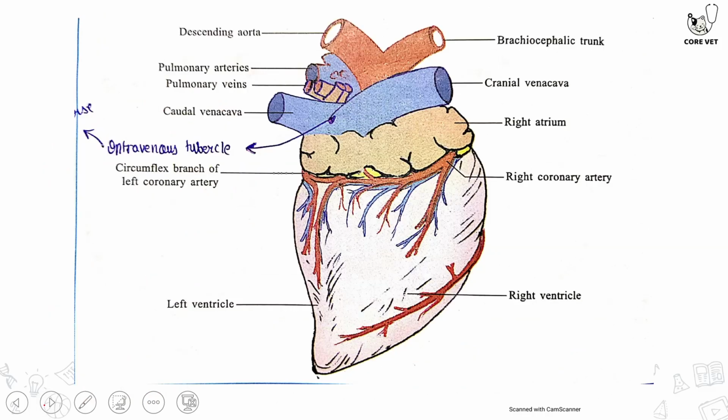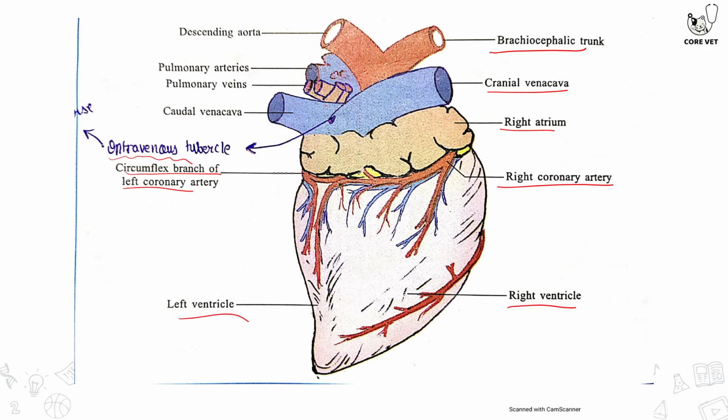This was all about the heart that we have to see. Here in the figure, you can see the circumflex branch of the left coronary artery. The coronary arteries are the arteries that originate just after the origin of the aorta. You can clearly see the brachiocephalic trunk, the cranial vena cava, the right atrium, the right coronary artery, the right ventricle, the left ventricle, and the intervenous tubercle. This tubercle present over here is the intervenous tubercle, the caudal vena cava, the pulmonary veins.